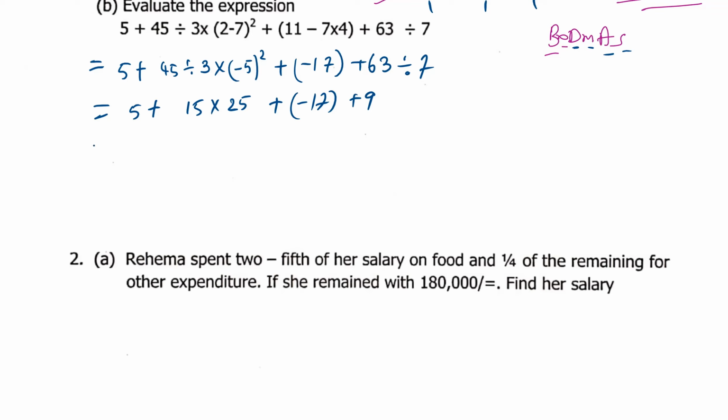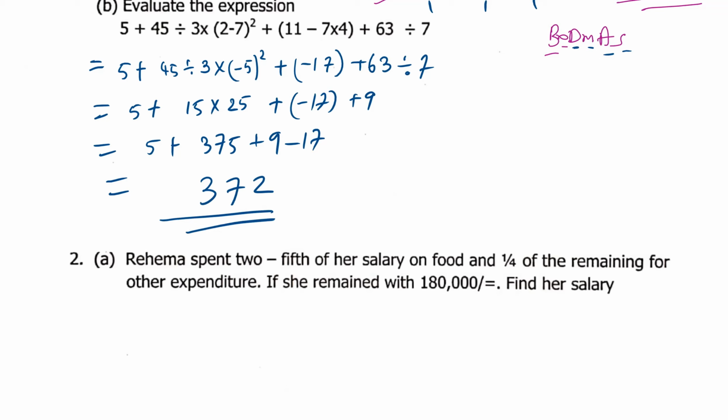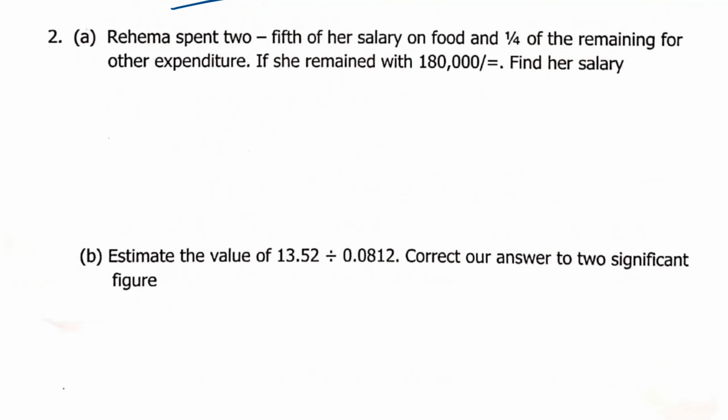So next, you're going to take 15 times 25, you get 375. So 5 plus 375 plus 9 minus 17. The result is, we take 389 minus 17, the answer is 372. So after evaluation of this expression, the final result is 372. We go to the next question.